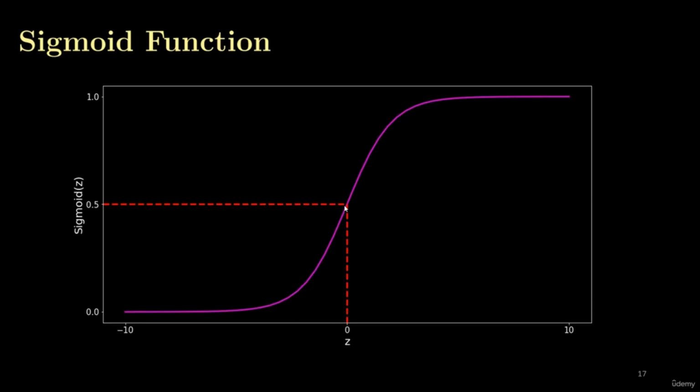Similarly, if we put a value of z greater than 0 in the sigmoid function, then we will get a value greater than 0.5. And if we keep on increasing the positive value, we are reaching towards 1. So for positive values of z, it will give us values greater than 0.5, and for negative values, it will give us values less than 0.5. The minimum value of this sigmoid function is 0 and the maximum value is 1. So this is an ideal function which can be used to transform a linear regression model into the logistic regression model.